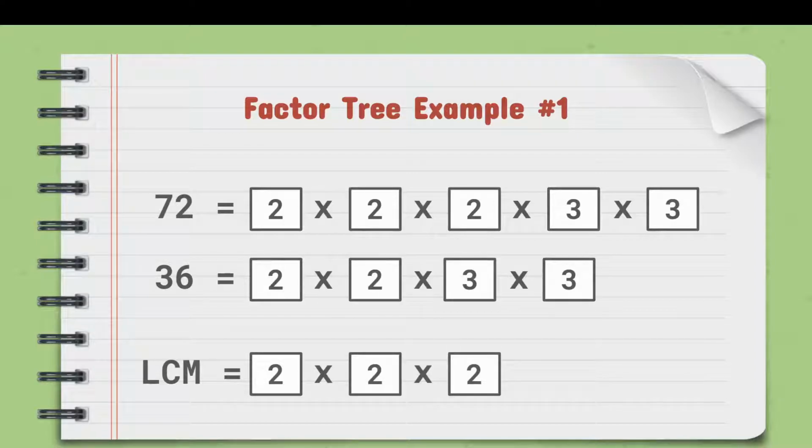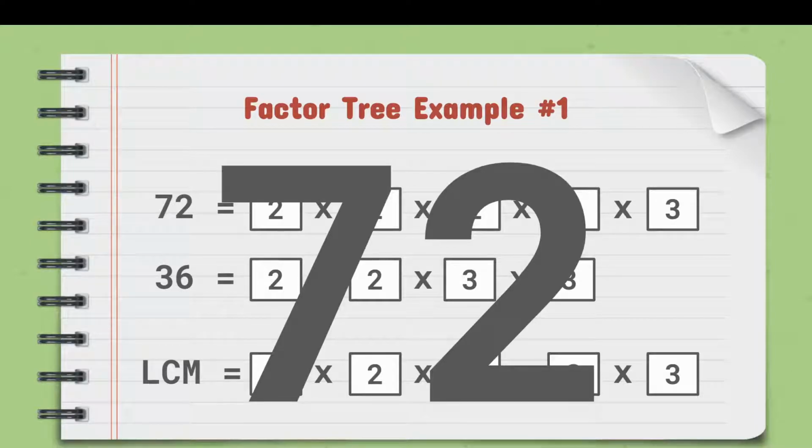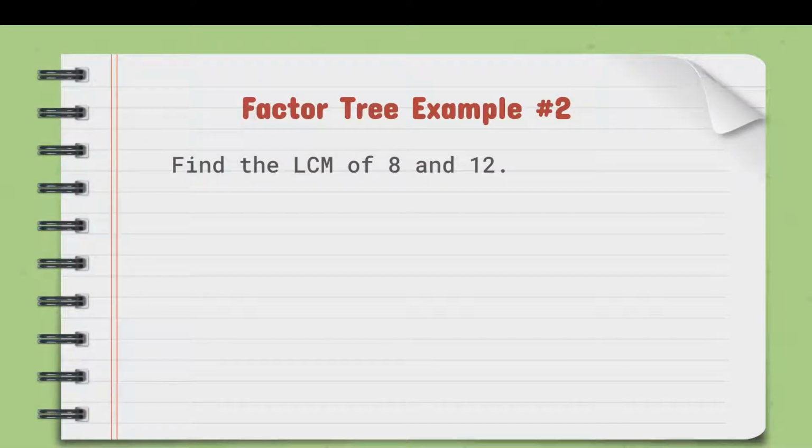And for 3, it appears 2 times on 72 and 2 times on 36. Since 3 appears 2 times for both numbers, you just multiply 3 2 times. Again, you multiply the amount that most occurs for that very number. So what do you get as a result? 72. That's right.